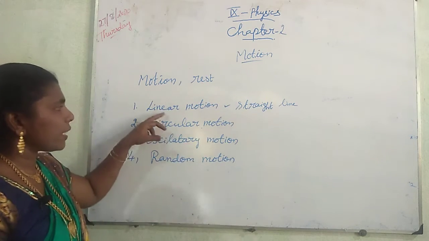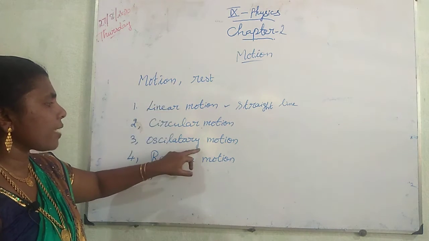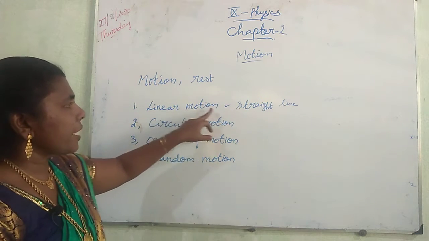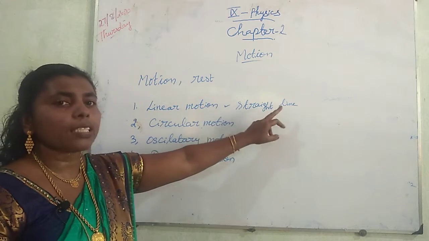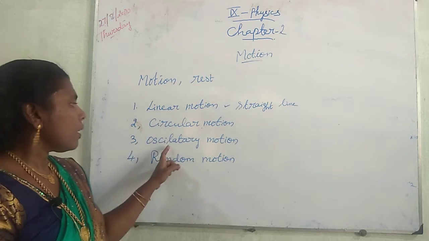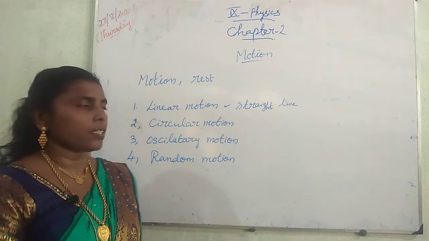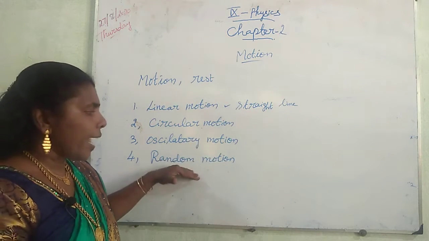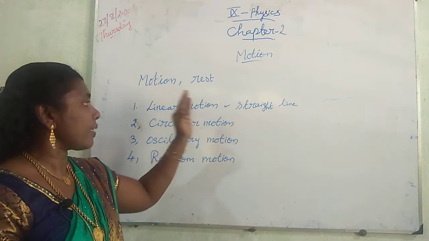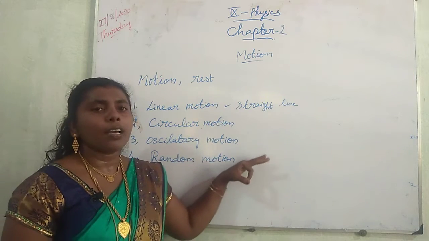So far we have learned the four types of motion. What are they? Linear motion, circular motion, oscillatory motion and random motion. You have seen the pictures. In linear motion, the body moves along a straight line. In circular motion, a body moves along a circular path. Oscillatory motion is the repetitive to and fro motion. Random motion: the object moves randomly. This does not fall in the categories of linear, circular and oscillatory. This object moves along randomly.